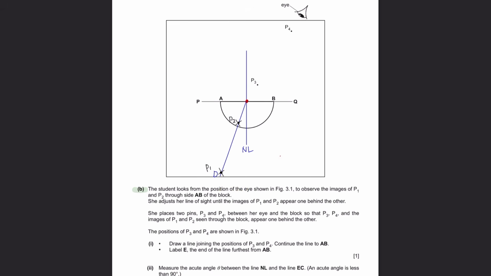Okay, so question B. The student looks from the position of the eye over here, shown in figure 3.1, to observe the image of P1 and P2 through the side of AB of the block. She adjusts her line of sight until the images of P1 and P2 appear one behind the other. She places 2 pins P3 and P4 behind her eye and the block so that P3, P4 and the images of P1, P2 seen through the block appear one behind the other.